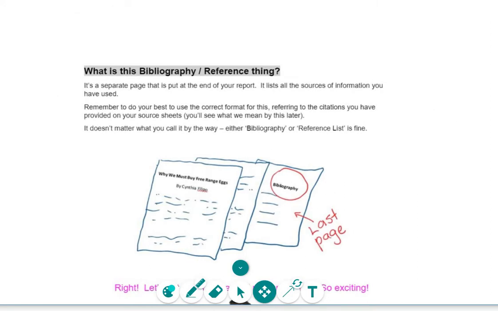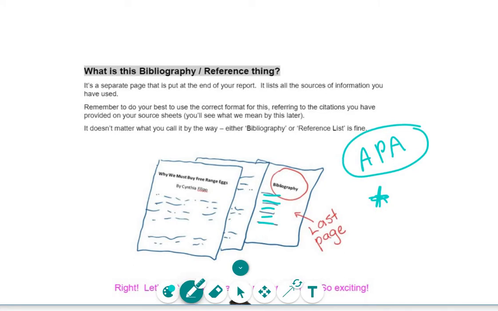Okay, page 21. What is the bibliography? It's the last page of your document, as the graphic shows you there. It lists all the sources that you have used, and it lists them in a certain way, and that's where that APA referencing comes in. It tells you how to list things in the text itself, so in your actual writing part, but also in your bibliography.